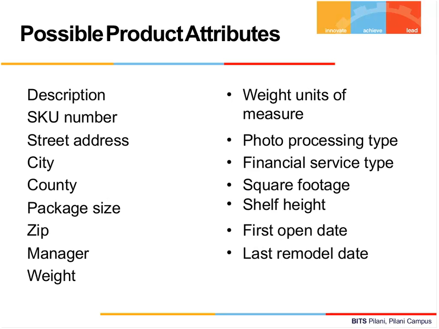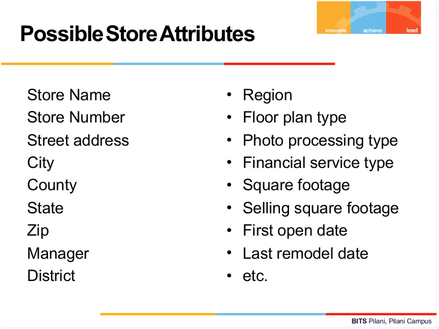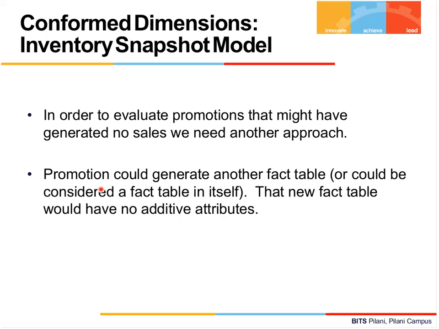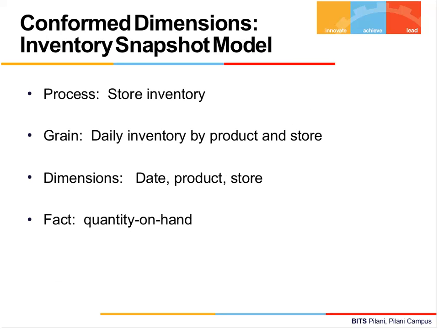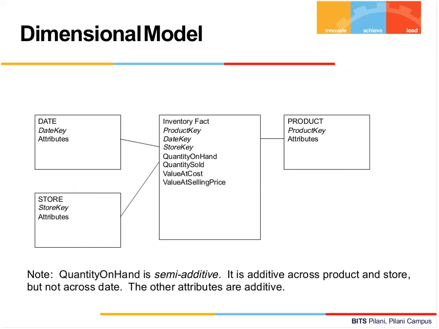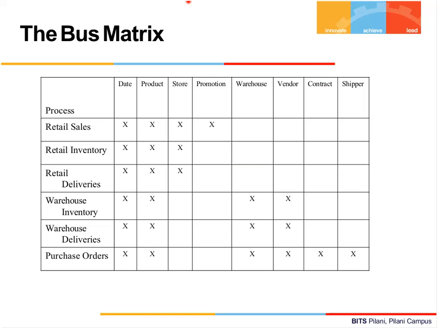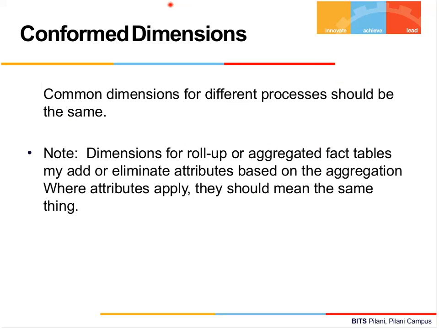Just give me one more minute, and then I think this will complete this. These are different examples that we have. In the store dimension, you can see region, state, manager, district. All of this information is stored in the store dimension. And we will talk about the factless fact table and conformed dimensions in the next lecture. So I'll stop right there, and you can take a look at this example and similar examples.